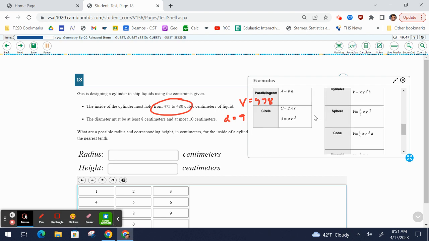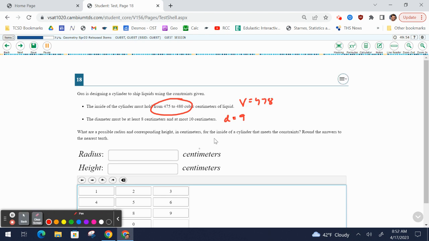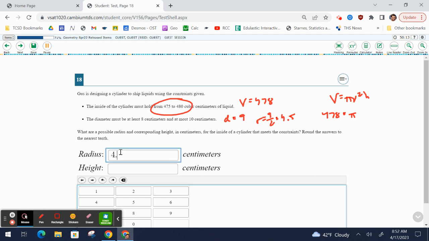So for a cylinder, volume is pi r squared h, right? So volume equals pi r squared h. So I know my volume is 478 equals pi. Now to get the radius from the diameter, you cut it in half, right? So to find the radius, you take half of 9, which is 4.5. So I can actually fill it in down here, right? I'm letting my radius be 4.5. So that's going to be 4.5 squared times h.